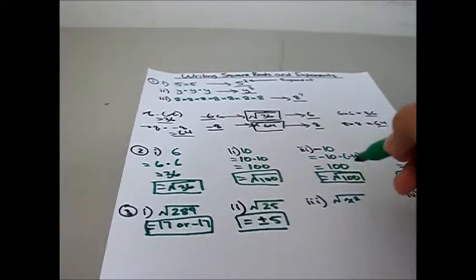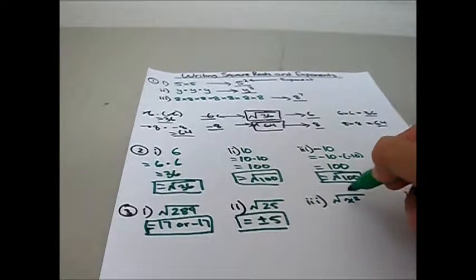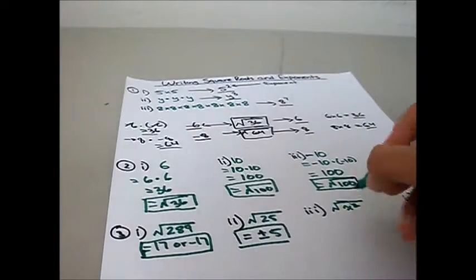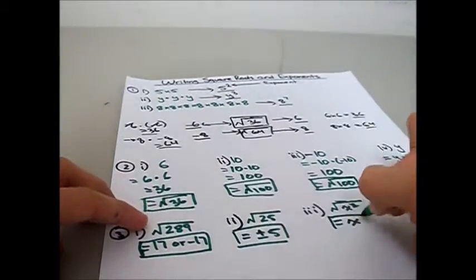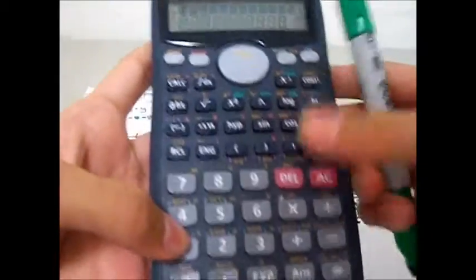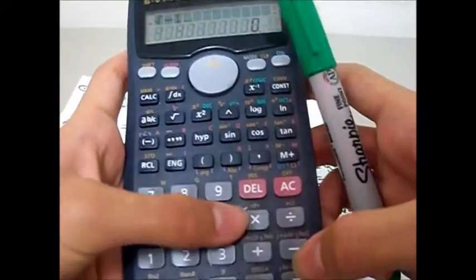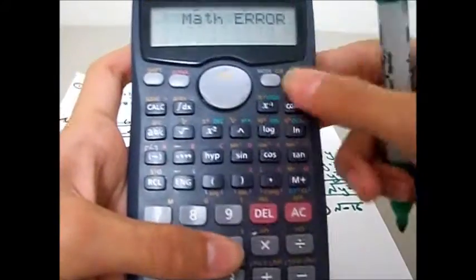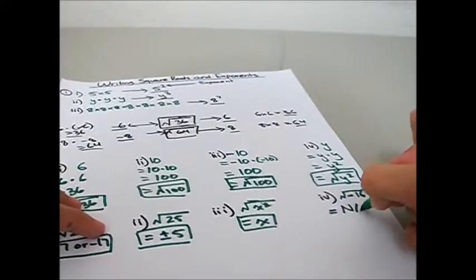Third one is x squared. So again, the square root sign and the power of 2 are going to cancel each other out, and that just leaves us with x. And the fourth one is a trick question. Square root of negative 16. So there's no way to get a negative square root sign. So just to make sure, I'm going to write negative 16, and that gives us a math error, so it's invalid. I'm just going to write n/a.